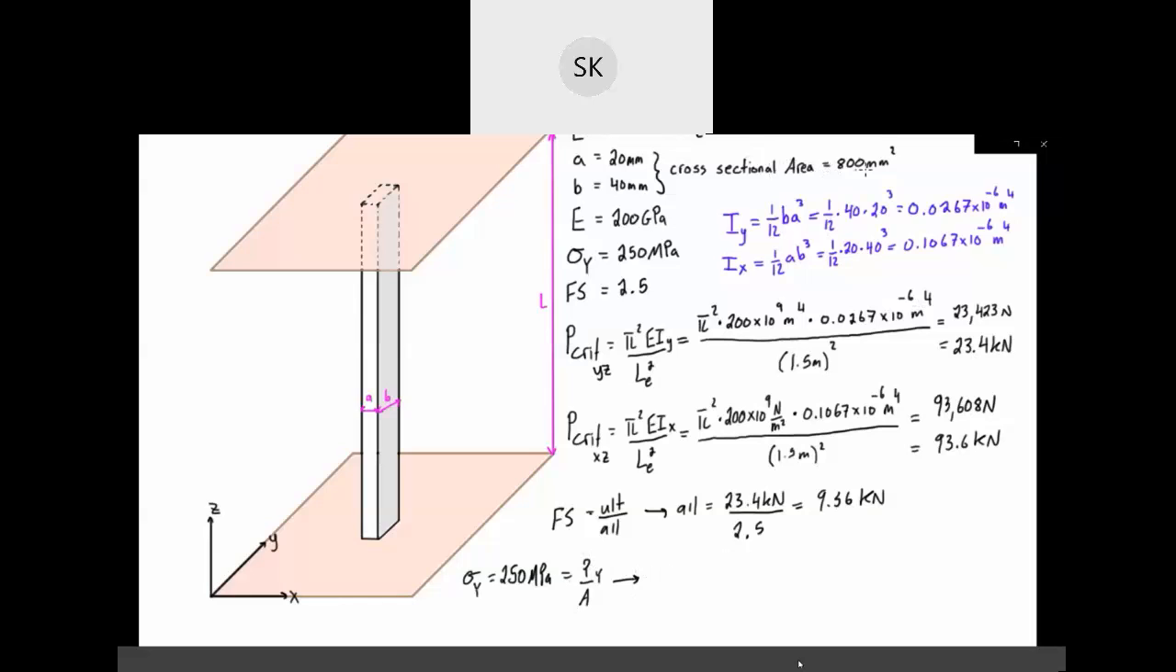We know that the cross-sectional area is 800 millimeters squared, so we get 250 times 10 to the 6 newtons per meter squared, that's megapascals, times our area, which is 800 times 10 to the negative 6 meters squared, and that's going to be equal to 200,000 newtons, which is 200 kilonewtons. Basically, this material will yield when we apply 200 kilonewtons to this exact column, and that's way more than 23.4, at which it's going to buckle. So it's safe to say that this column will buckle in the YZ plane before it buckles in the XZ plane and before it yields due to compression.